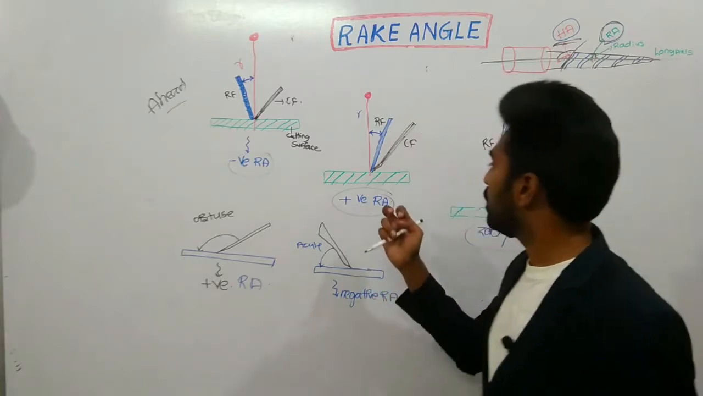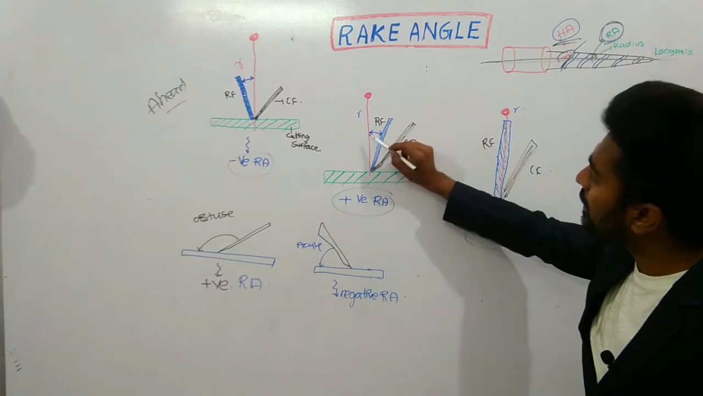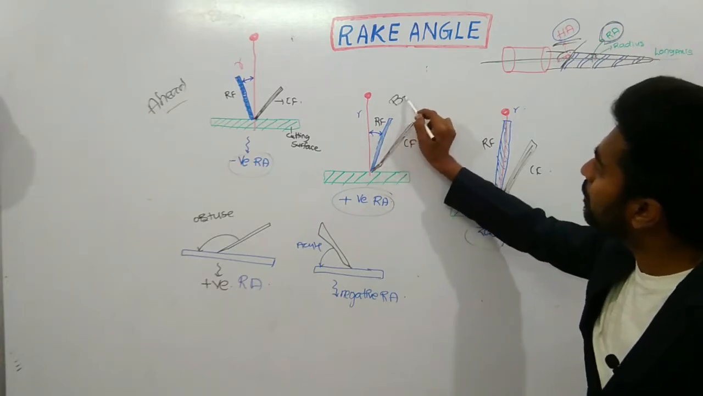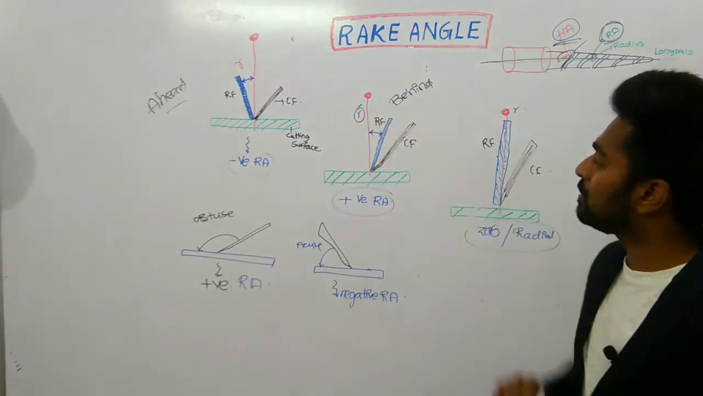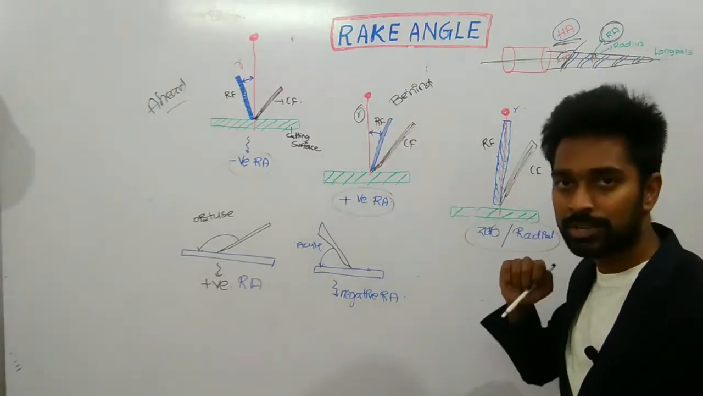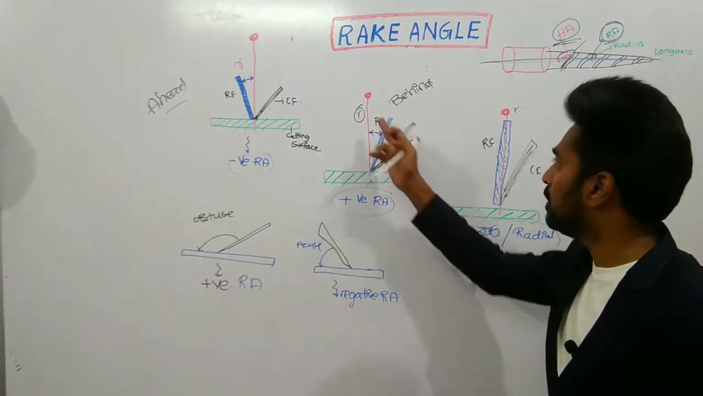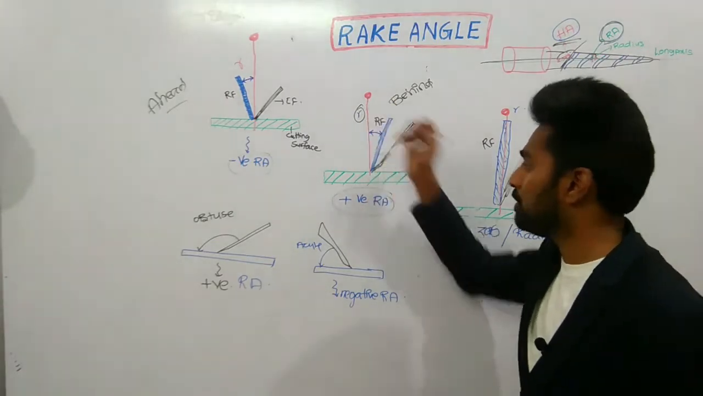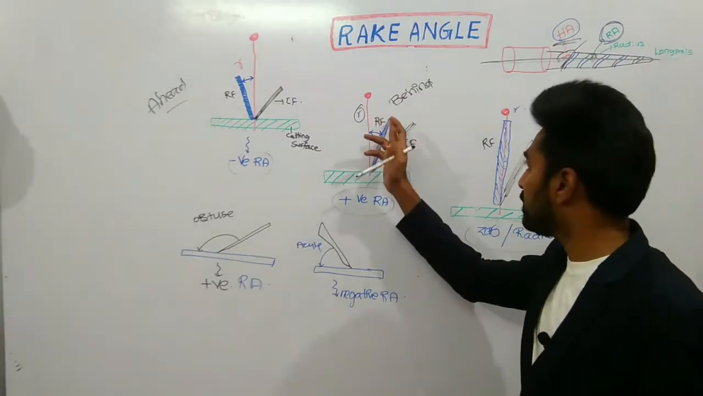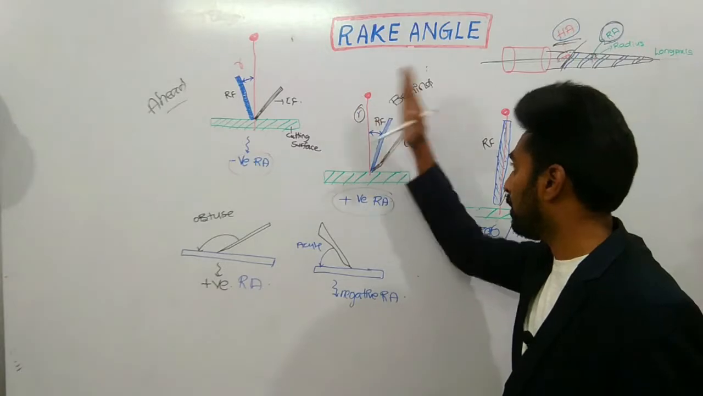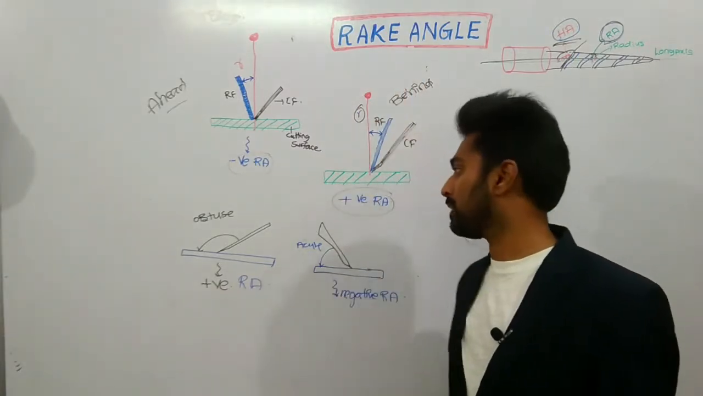Whereas if you observe the second diagram, here the rake face is behind or back of the radius of the file. This is the radius of the file and this is your cutting surface. The rake face is making an angle with this radius of the file, that is nothing but a rake angle. But the rake face is behind or back of the radius of the file. So this is called a positive rake angle.